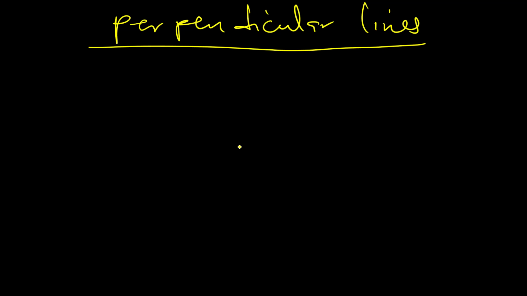Okay, so let's look at perpendicular lines. Now, when we say two lines are perpendicular, we mean the product of their slope, or the product of their gradient, is negative one.